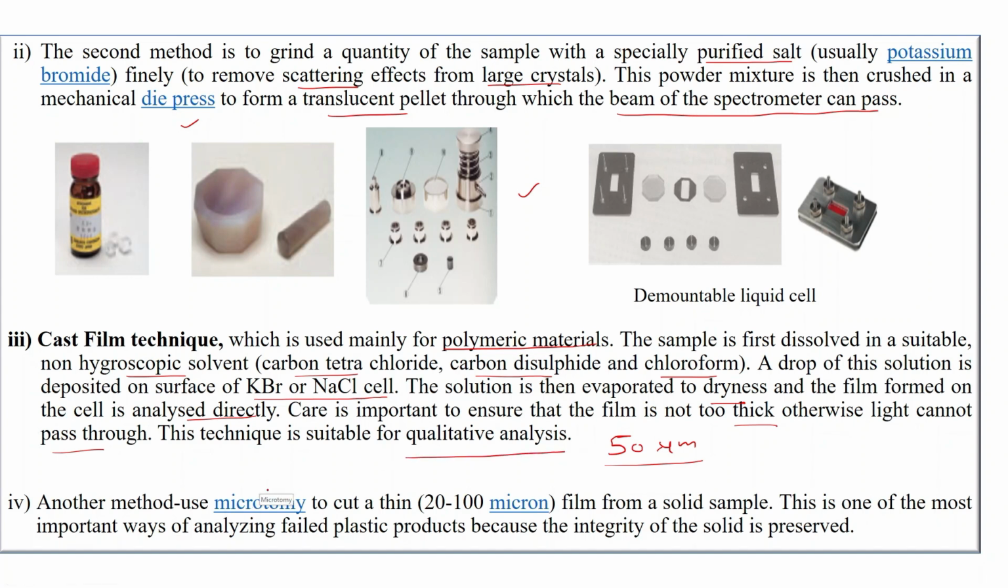Okay, then the last method is microtomy, that is to cut a thin film from a solid sample, and mostly it is used for hard plastic products because the integrity of the solid is preserved. So these are the 4 methods for analyzing solid samples. Meaning to say, how the samples are handled, and all states of matter, that is solid, liquid, and gases, can be analyzed in IR spectroscopy.